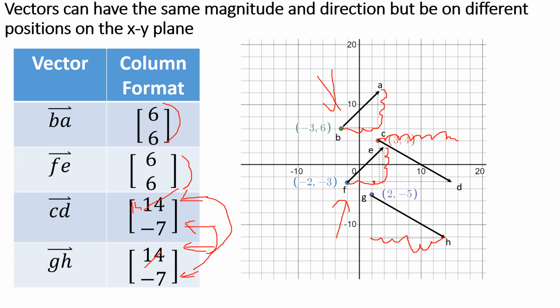And let's see if my y is correct. 1, 3, 5, 7. Yep, that's correct. 1, 3, 5, 7. And you can see they're parallel. But these are two different vectors. They have the same magnitude, which makes the same length, and then the same x, y coordinates.